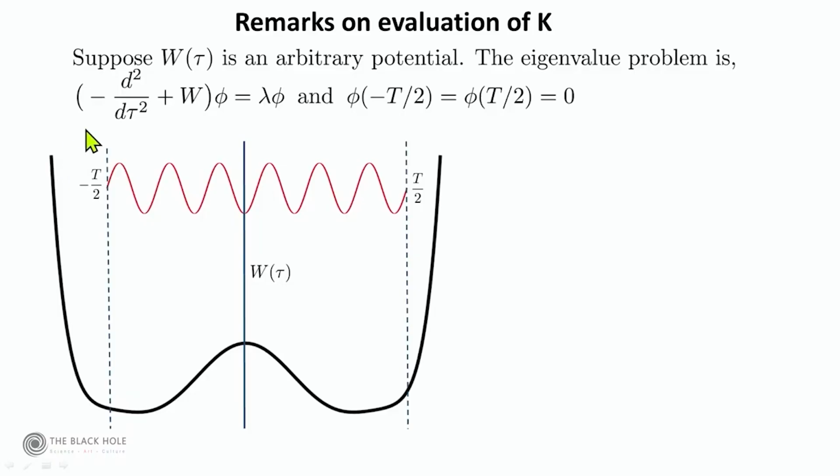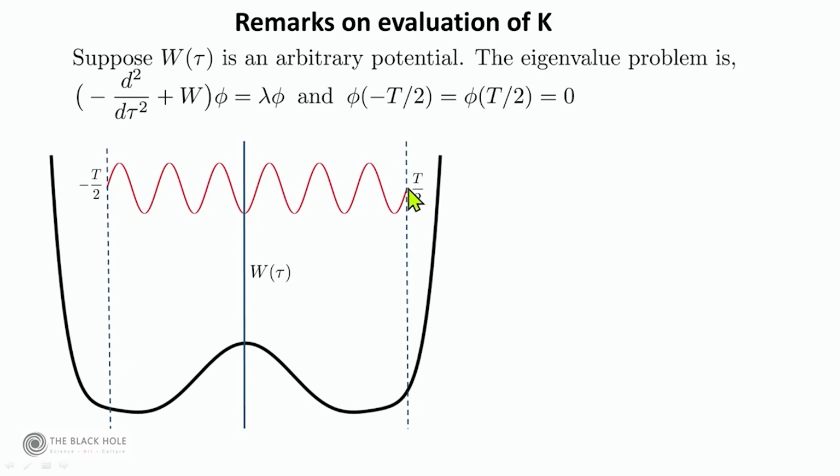Okay, so suppose that there is an operator like this whose infinite determinant you want to calculate, with the boundary conditions that phi at minus T over 2 is 0 and phi at plus T over 2 is 0. In terms of diagrams, here's some arbitrary symmetric potential W of t. This could be anything. It could be a harmonic oscillator. It could be the potential (x squared minus a squared) whole squared. It could be something even more complicated than that. The eigenfunction has to be 0 here and here.